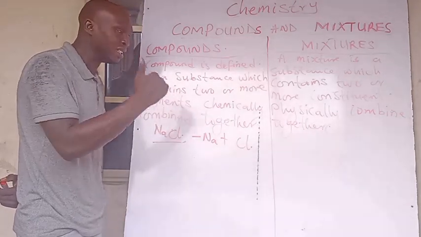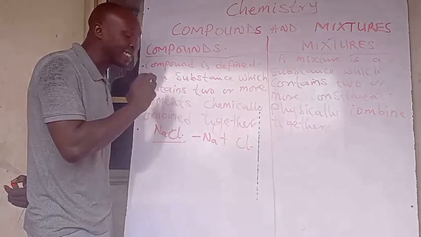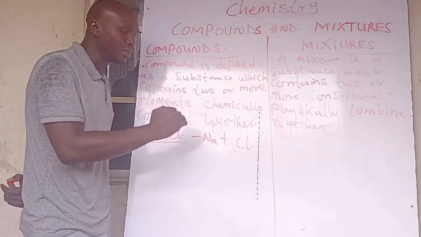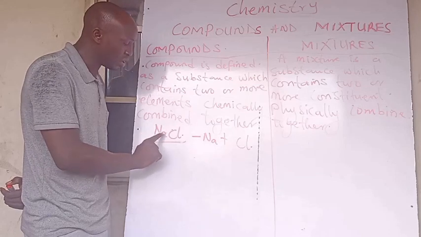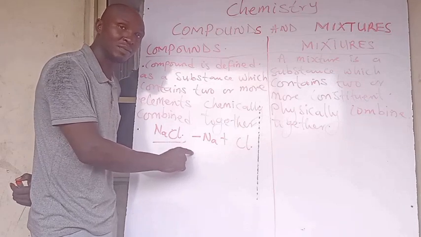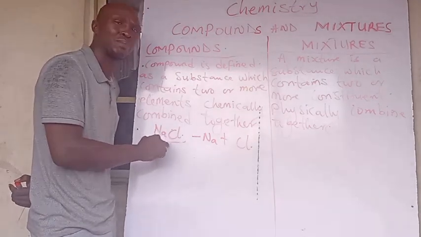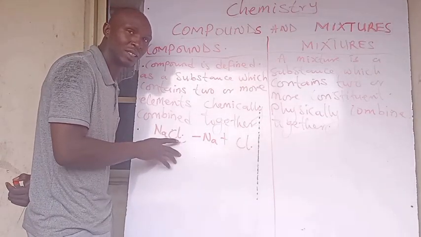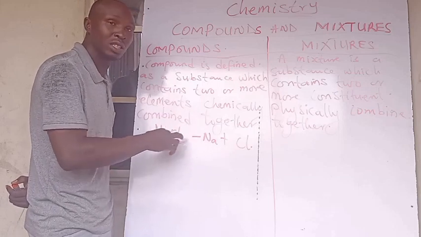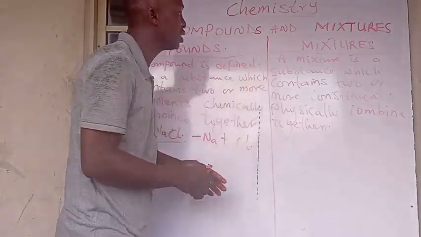Yes, they can be separated, but it takes another chemical reaction, a situation whereby, when we talk about the electrochemical series, some elements can be displaced or replaced. That is only when these elements can be separated from this compound. As the class goes on, I will show you some reactions where this can happen. But let me first of all also explain that of mixture.